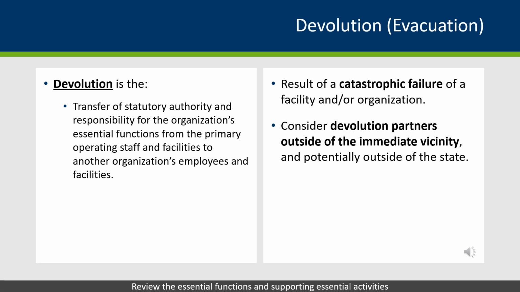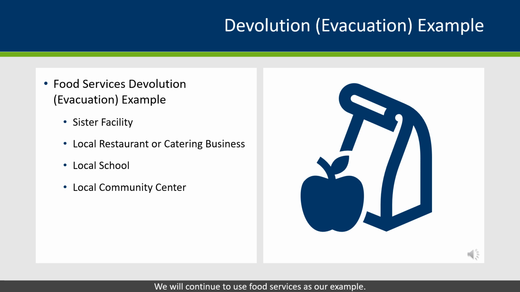Review the essential functions and supporting essential activities, and identify potential devolution partners by each essential function. There is an essential function devolution of control matrix table in your COOP plan template where results can be documented. We will continue to use food services as our example. In webinar 3, we identified preparing food as an essential function of food services. An example of devolution for food services would be transferring the responsibility of preparing food to an external partner, such as a sister facility, a local restaurant, or catering business, a school, or community center.